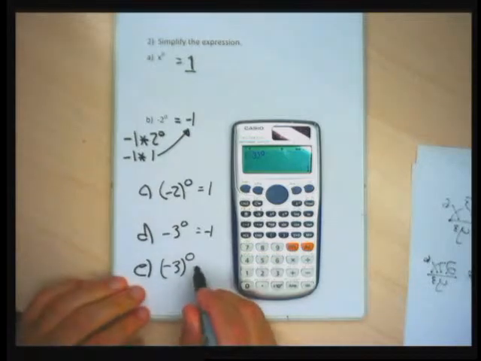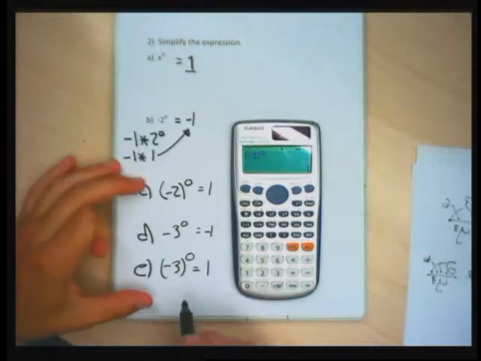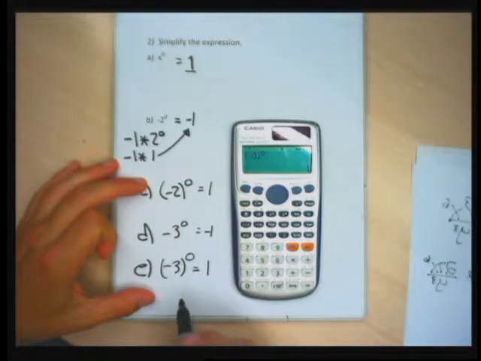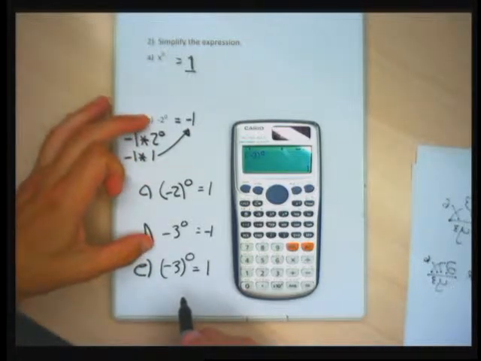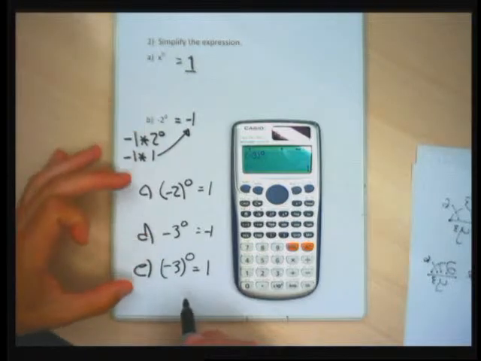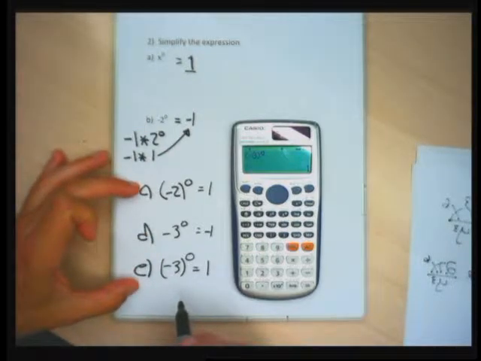So when we're dealing with negative exponents, we're dealing with 0 exponents, if there's no parentheses, then the answer is probably going to reduce to a negative 1. If there is a parentheses, the answer is probably going to reduce to a 1.